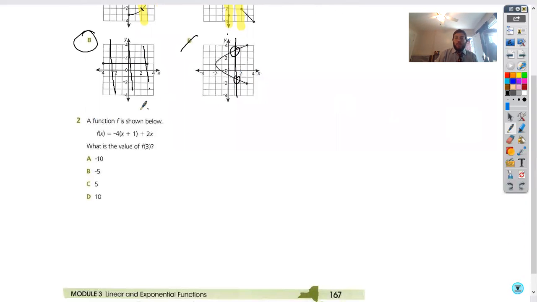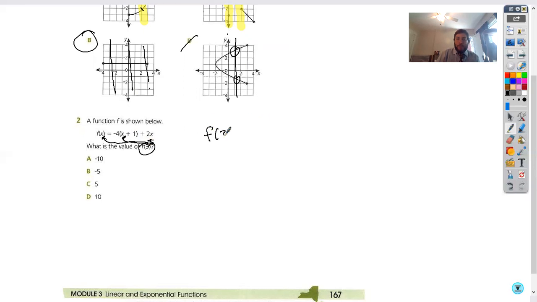Take a look at number 2. Number 2 says a function f is shown below. F of x equals -4 parentheses x plus 1 plus 2x. What is the value of f of 3? So to find f of 3, we're just going to substitute in 3 for x into each part of this function and solve for it.